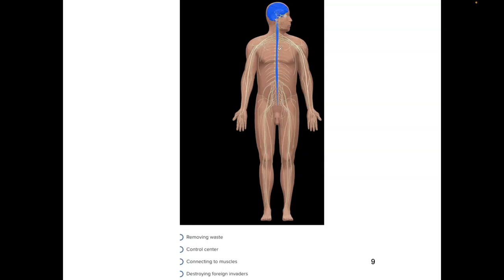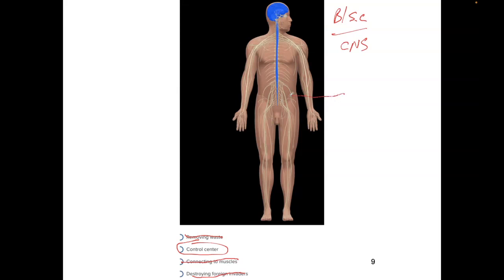Okay, now we're looking at what is blue, which is the brain and the spinal cord, and we know that the brain and the spinal cord is the central neural system, and that happens to be the control center. So we don't see CNS or central neural system here. In terms of removing waste, well, those are the kidneys. Connecting to muscles, well, not the best answer. If it was these, the yellow ones, those connect to muscles. Destroying foreign invaders, well, that's the lymphatic system. So the brain and the spinal cord is Houston control. It is the control center.